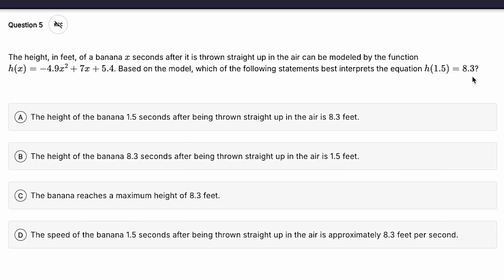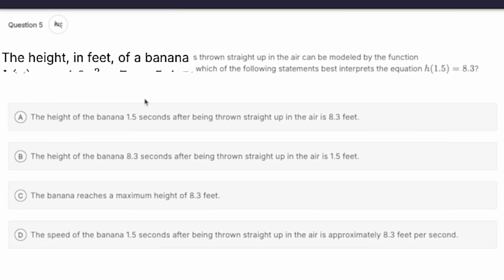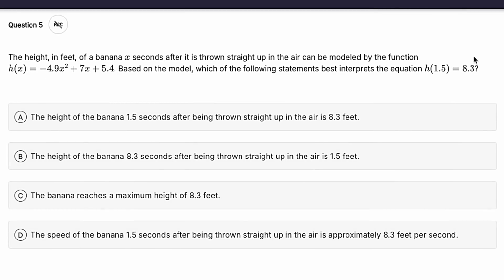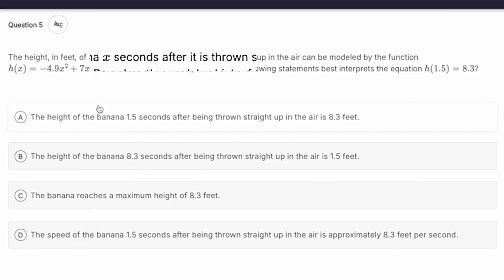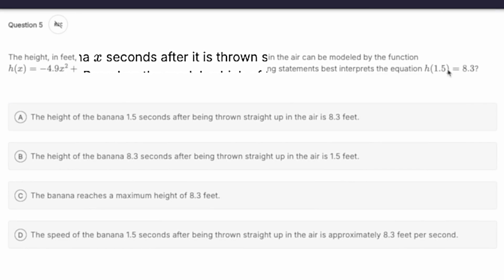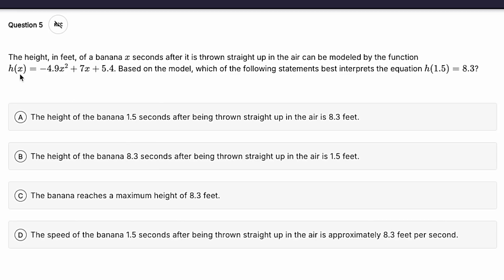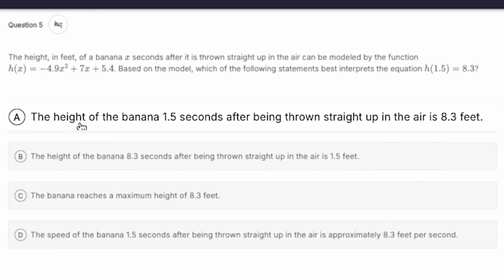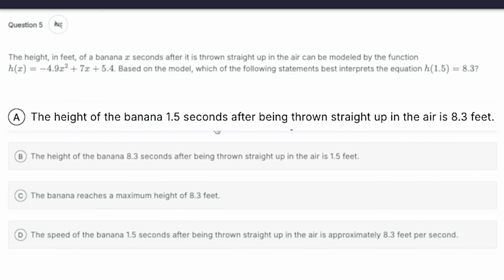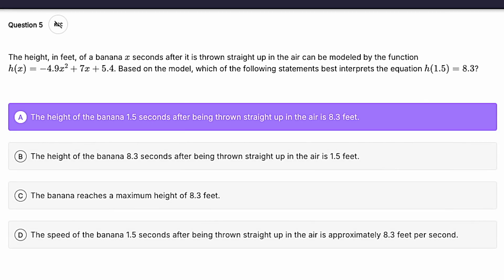But basically, we know that our function itself is going to be the height of the banana, right? So the height, the function itself, should be 8.3. And then we know that x, in this case, is standing in for the number of seconds. So since 1.5 is plugged in for x, we're looking for 1.5 seconds. So an answer with 1.5 seconds, 8.3 feet. Choice A says the height of the banana, 1.5 seconds after being thrown straight up into the air, is 8.3 feet. That matches up with what I want, so that's going to be my answer.